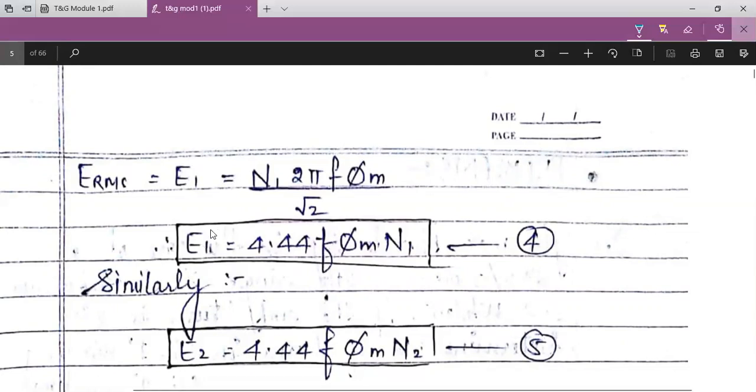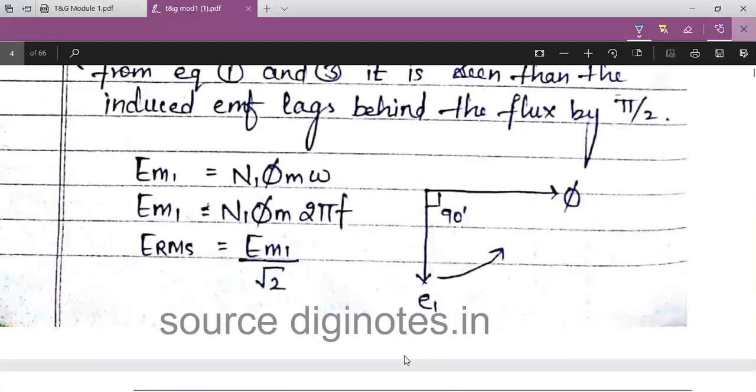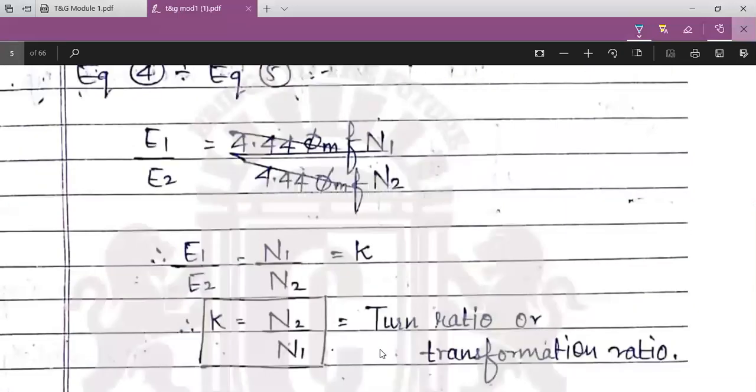So root mean square value. RMS value, we know that VRMS equals VM divided by root 2. So E1, the RMS value of voltage, is given by 4.44 f phi m into N1. f is frequency, phi m is the maximum flux, and N1 is the number of turns in the primary winding. Similarly, E2 is 4.44 f phi m N2, where f is frequency, phi m is maximum flux, and N2 is the number of turns in the secondary winding.